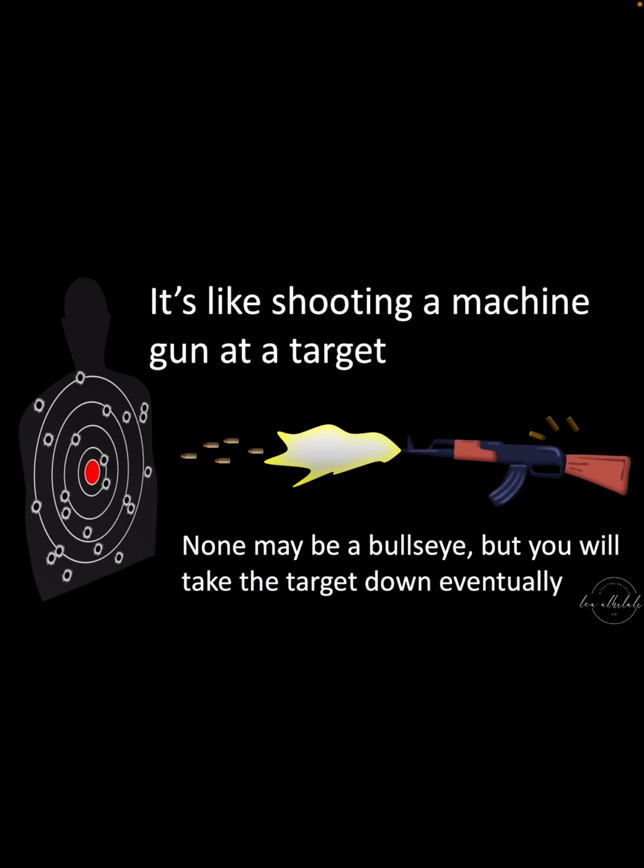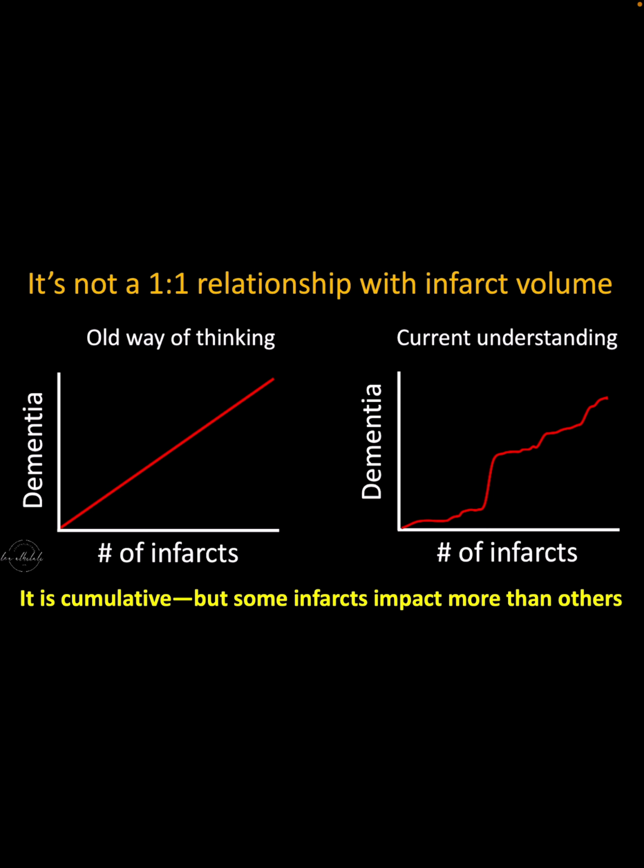Now, we used to think that dementia was a direct relationship with volume loss, like 1-to-1, right? You lost more volume, you have more cognitive impairment. But now we know some infarcts are more impactful than others, right? So if you have enough infarcts, you will eventually find yourself having the impactful ones. So it's not a linear relationship, but if you keep on having infarcts, eventually you're going to hit important things, and that's what's going to cause the increase in cognitive impairment. So the overall severity does matter, but it matters because the more infarcts you have, the more likely you are to hit something important.